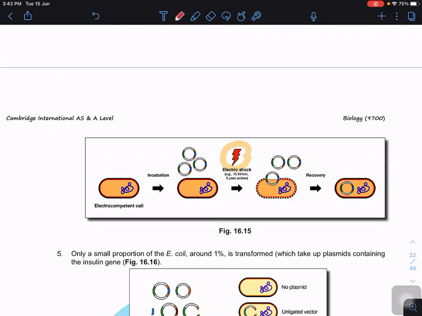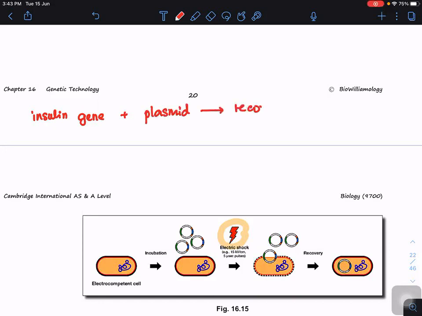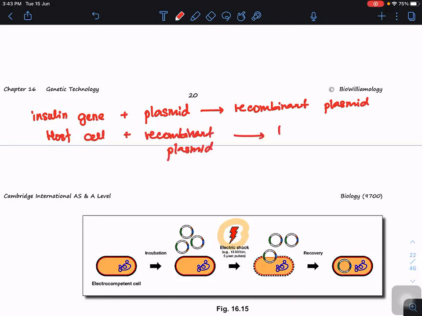So when the host cell takes it up, if you have the gene of interest, the insulin gene, plus plasmid, we're going to get recombinant plasmid. And host cells with recombinant plasmid, this one we term as a transformed host cell. So be careful when you use the word. Okay, it's called transformed host cells.